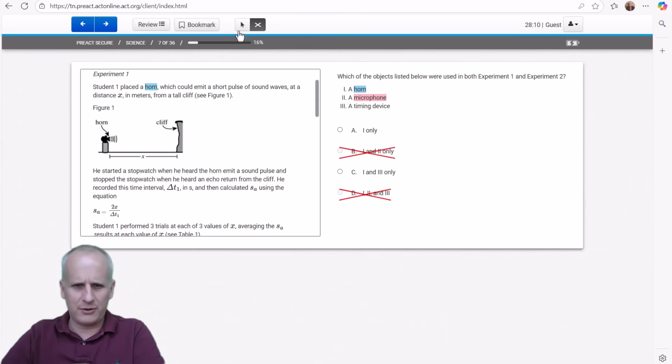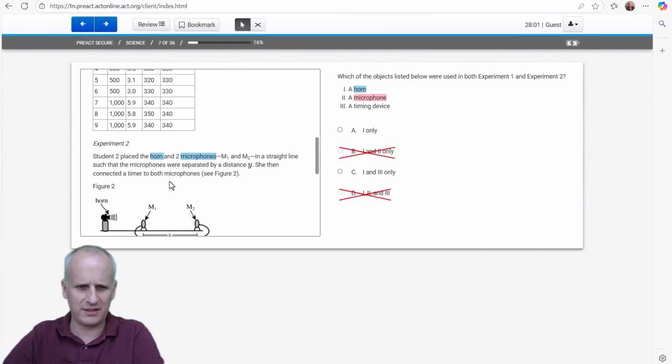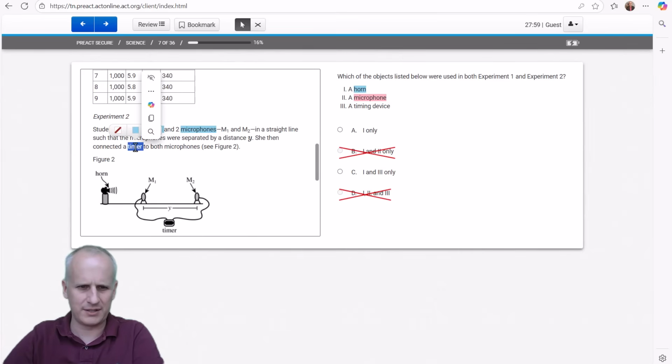Then moving down to number 3, we've got a timing device. Well, a stopwatch would certainly be a timing device. And if we scroll down to experiment 2, we've got a timer. So a timer and a stopwatch are each a timing device. So we would select choice C at this point. Move on to the next question.